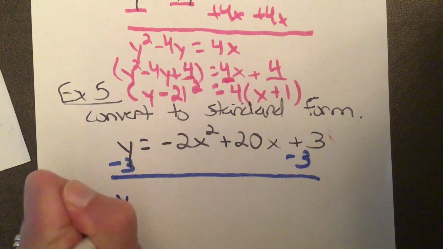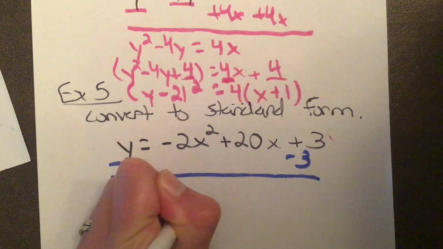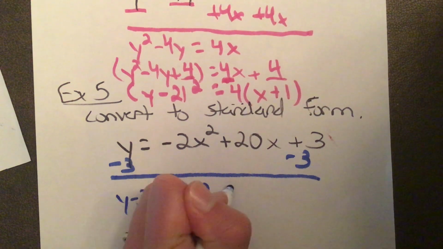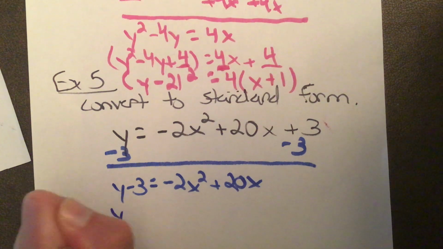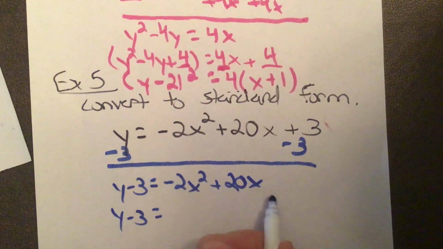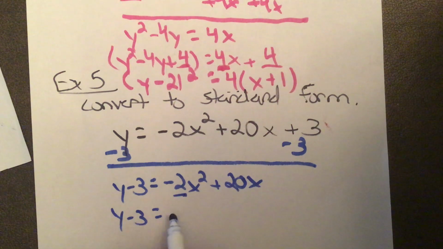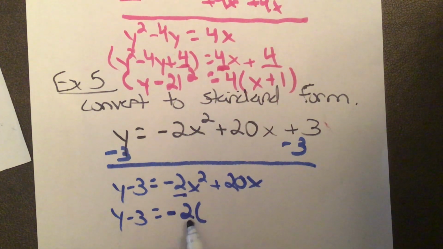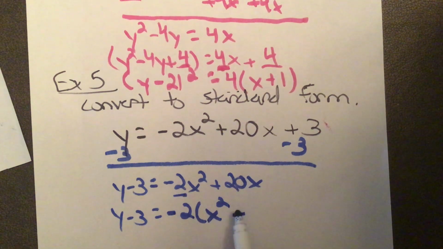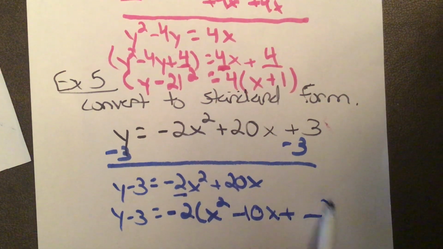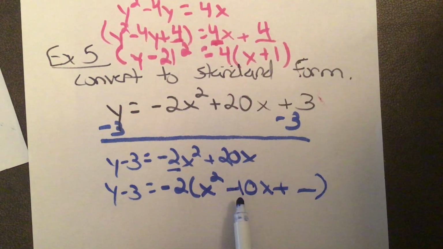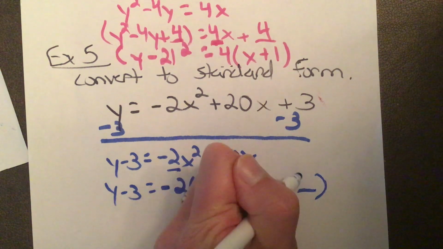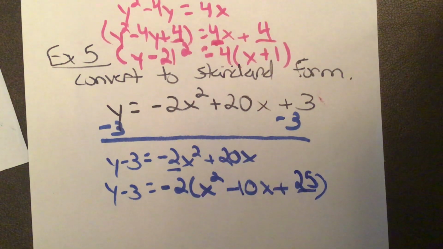So that's going to give me y minus 3 equals negative 2x squared plus 20x. Now I'm going to complete the square. Remember, if you have something in front, you have to factor that out before you complete the square. So this is going to be negative 2x squared. If I take a negative 2 out of this, it would turn into a negative 10. Magic number here, take half of negative 10, which is negative 5. Negative 5 squared is 25.